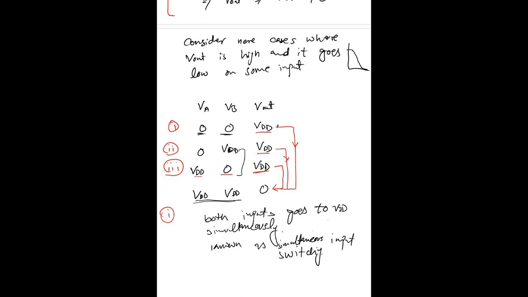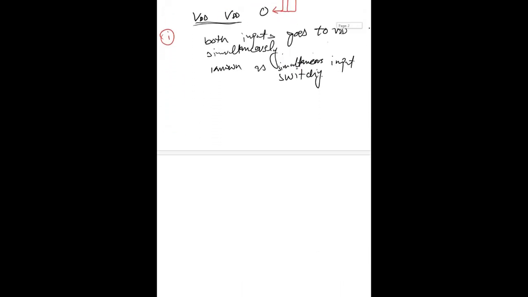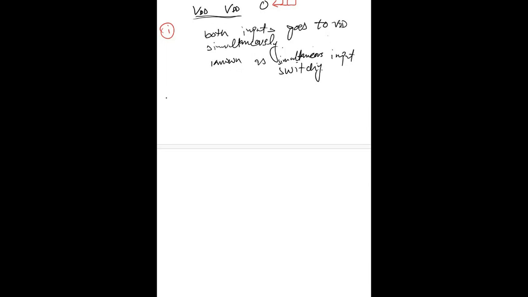So this is our case 1, and we can take cases 2 and 3 as a common case, because in both cases only one input goes from 0 to VDD volts. So depending on these different input switching, we have 3 different VTC curves.